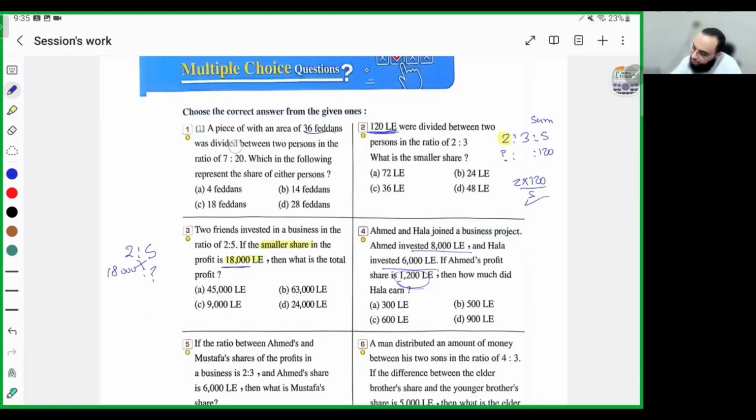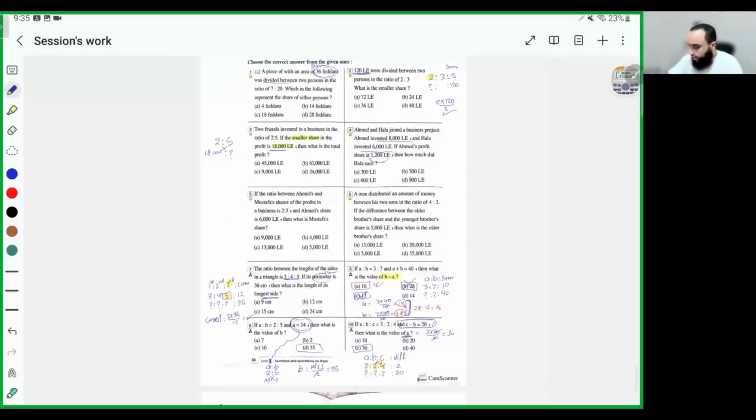36 divided is a sum question, because all of the 36 belongs to both of them. It's divided among the two persons. Then it's a sum. Okay.